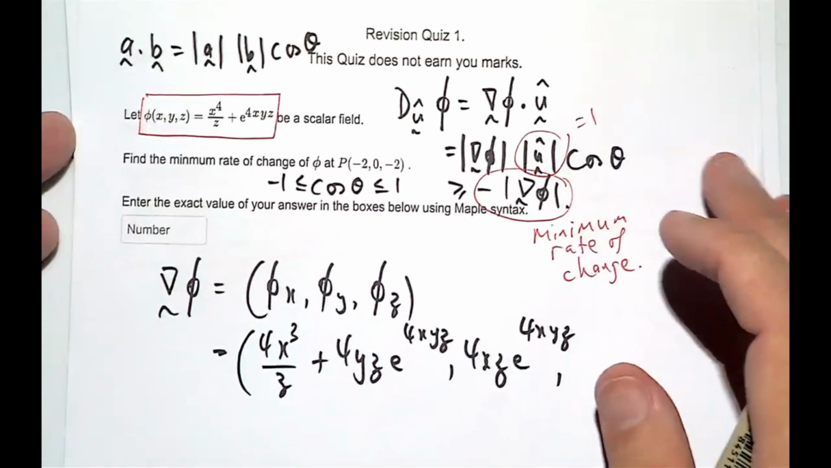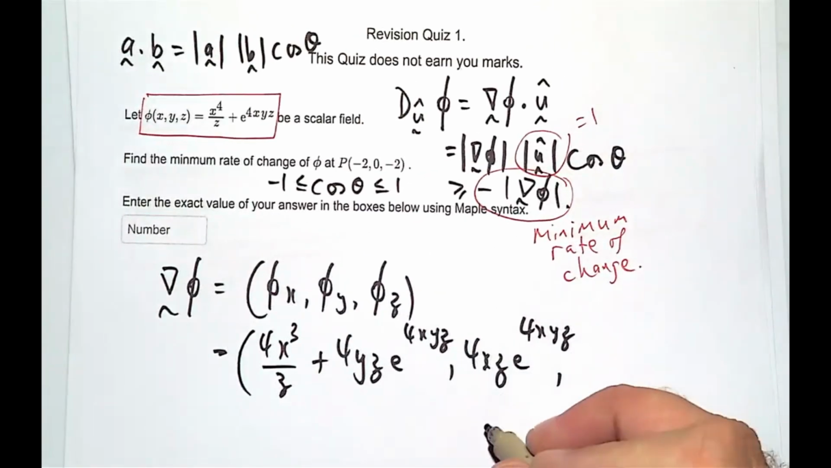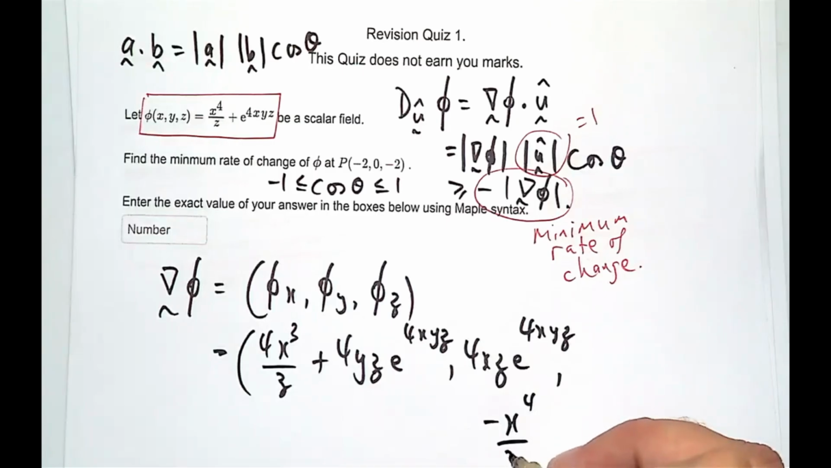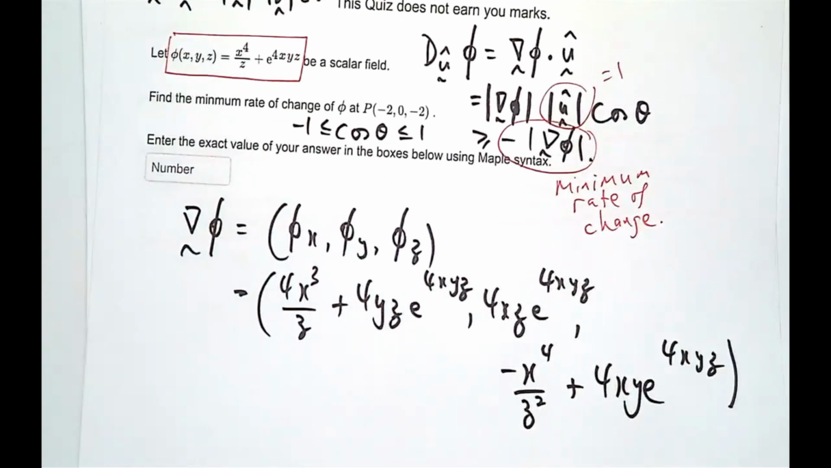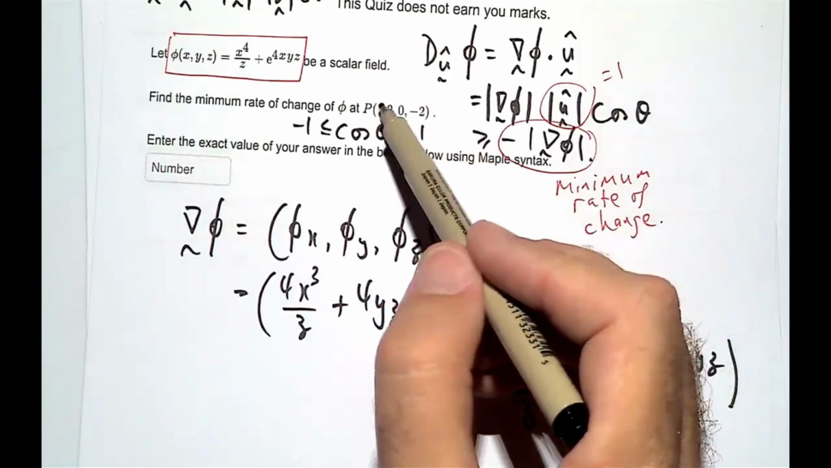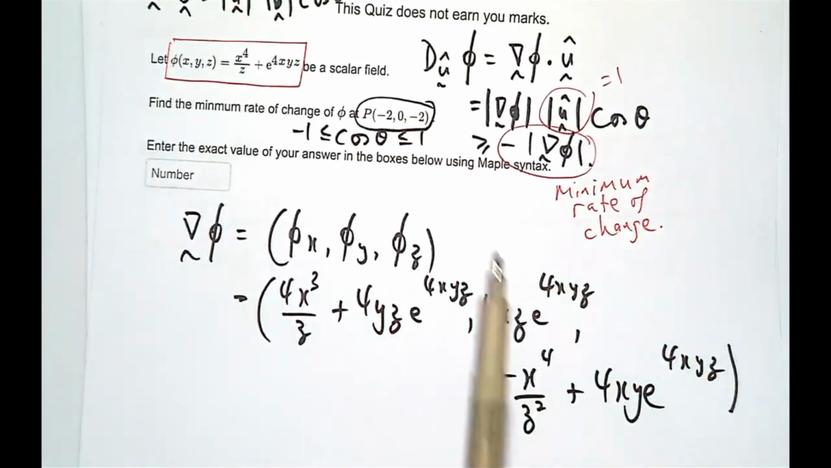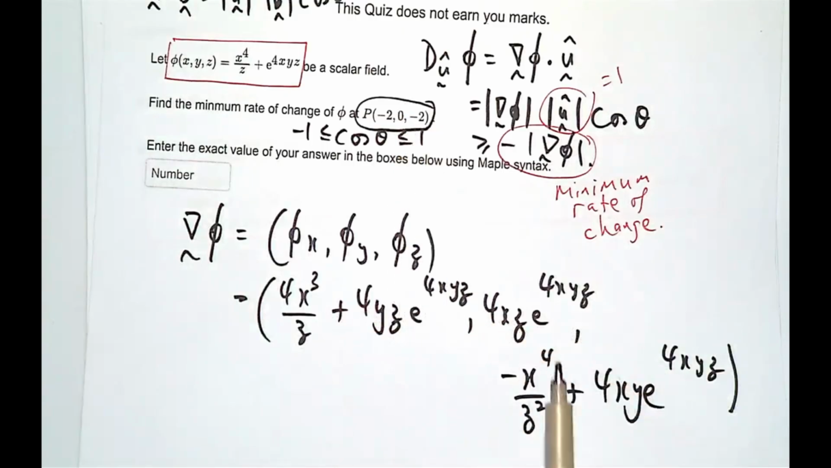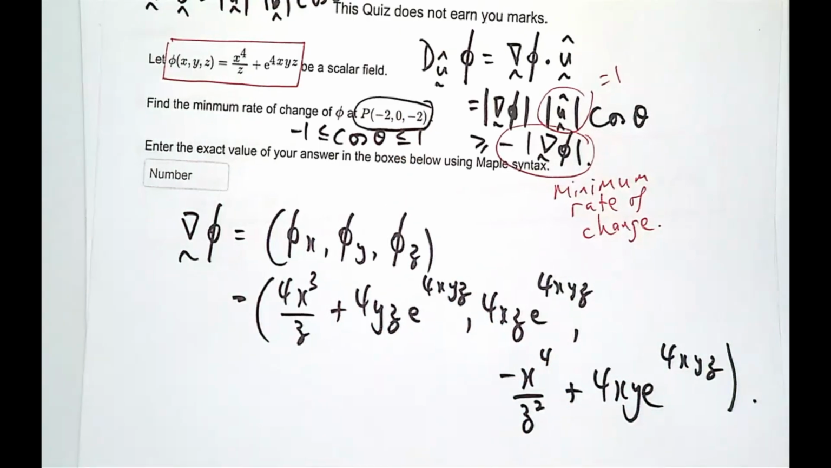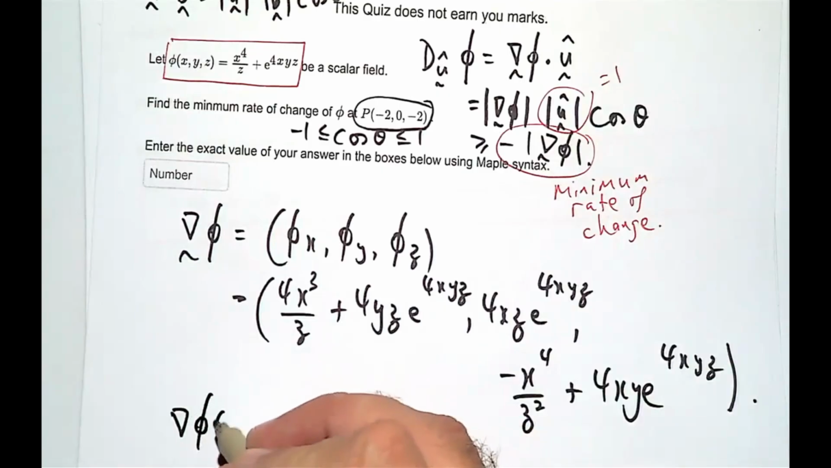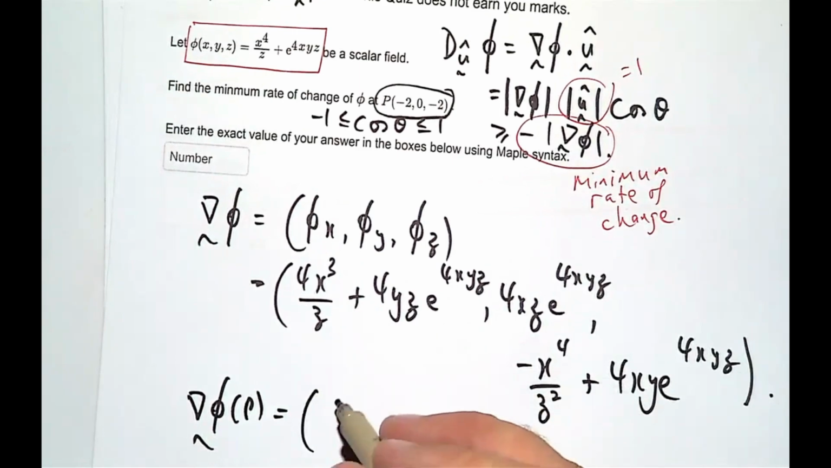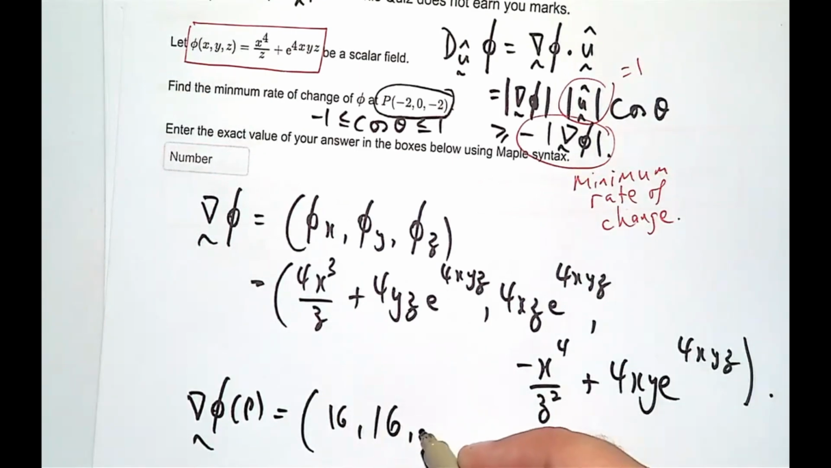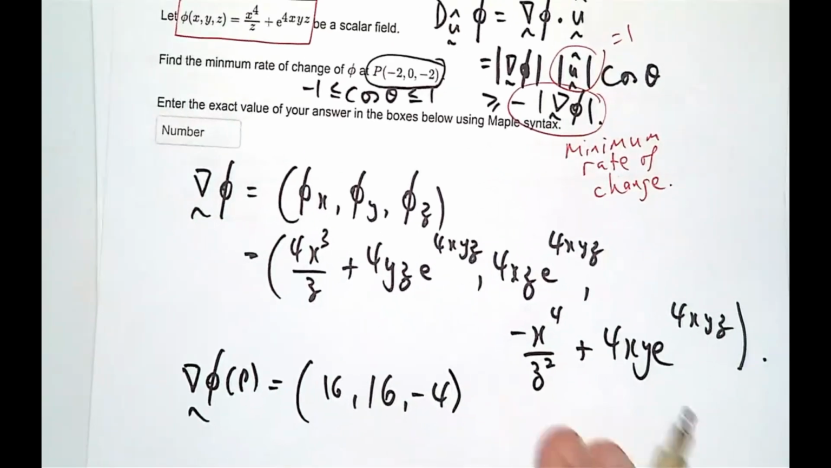That's a bit better. And the third one I've got as this. So we want that at the point P. The point P is here. So we sub in x equals -2, y equals 0, z equals -2. We'll get a vector. If you do that, you get something like that.